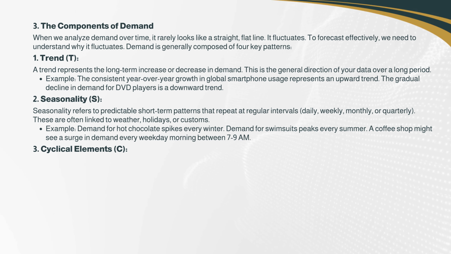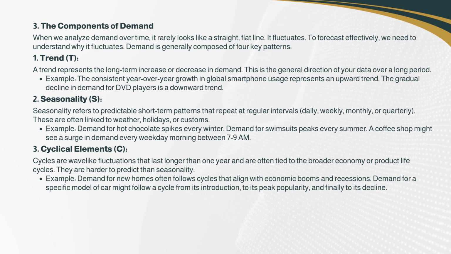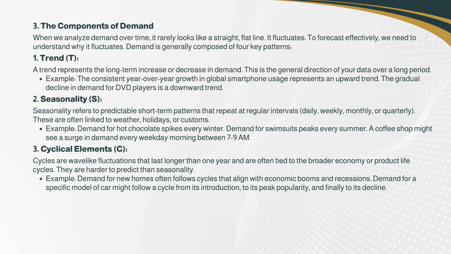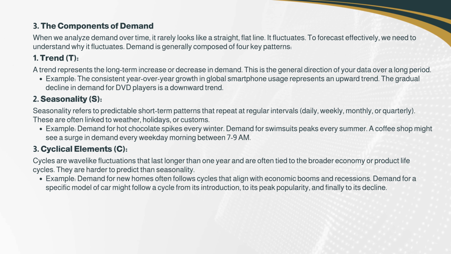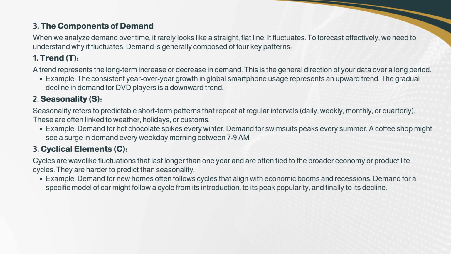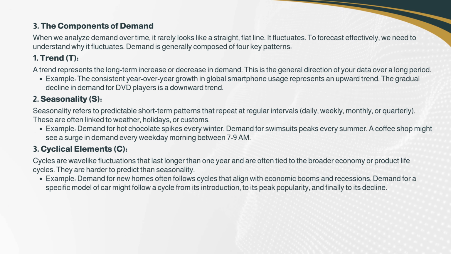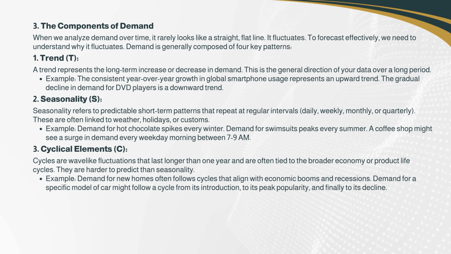3. Cyclical elements, C. Cycles are wave-like fluctuations that last longer than 1 year and are often tied to the broader economy or product life cycles. They are harder to predict than seasonality. Example: demand for new homes often follows cycles that align with economic booms and recessions. Demand for a specific model of car might follow a cycle from its introduction, to its peak popularity, and finally to its decline.